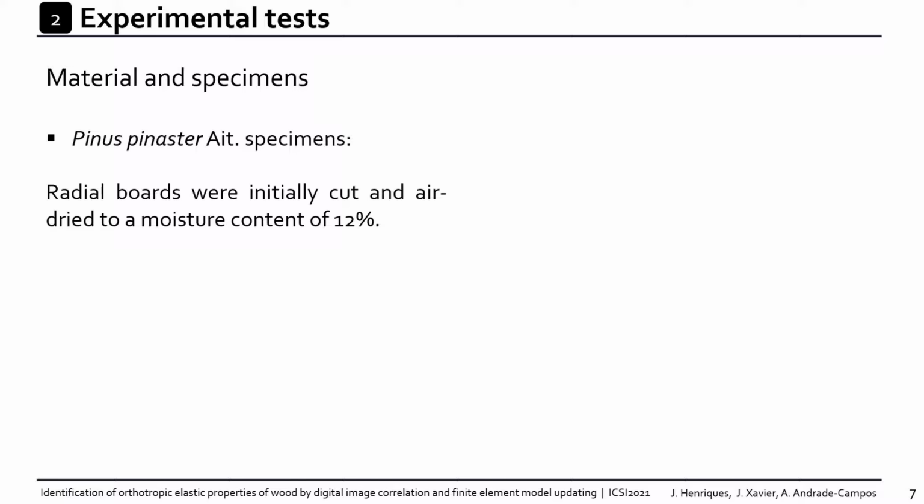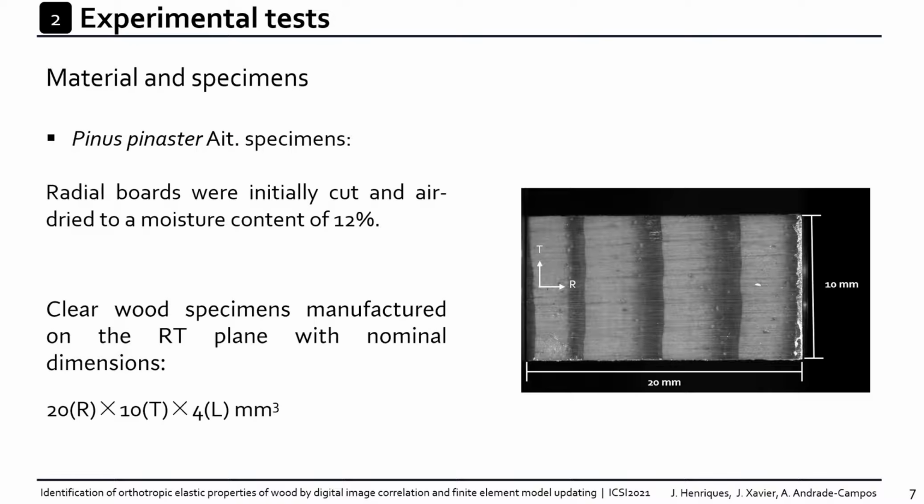Pinus pinaster at a diameter at breast height of a single tree of approximately 60 years old was tested. Radial boards were initially cut and air-dried to a moisture content of about 12%. Clear wood specimens were then manufactured on the RT plane with nominal dimensions of 20 by 10 by 4 mm in the radial, tangential, and longitudinal directions respectively.